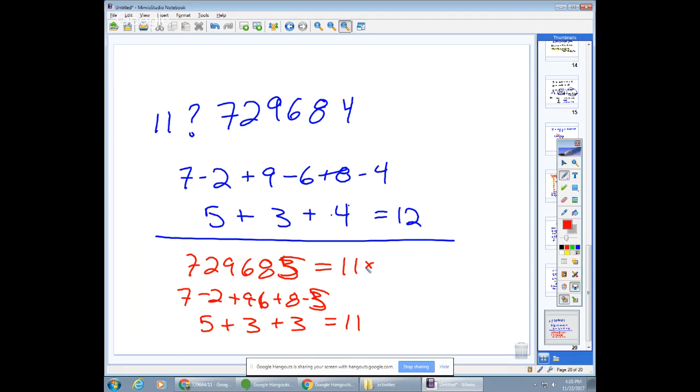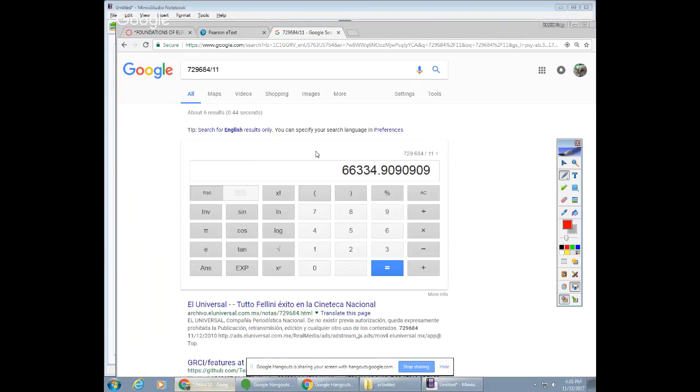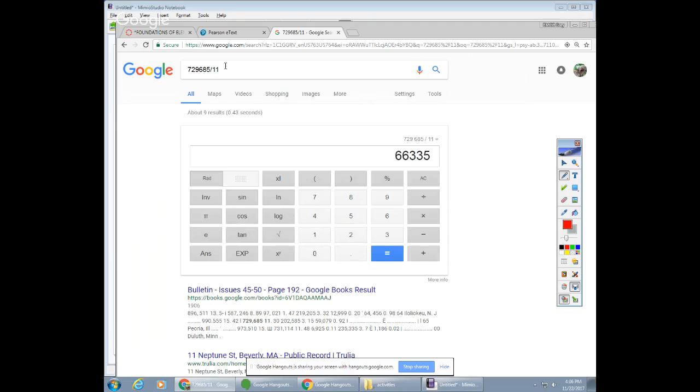We whip out a calculator. 729,685. So it's 66,335 is the multiple that we found.